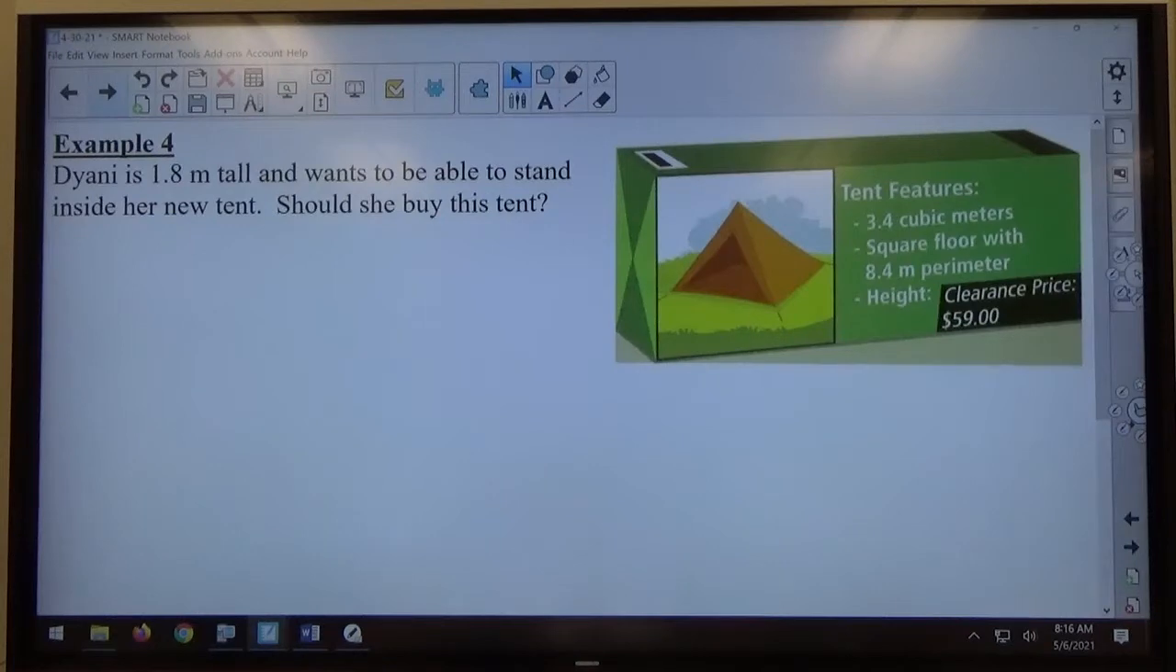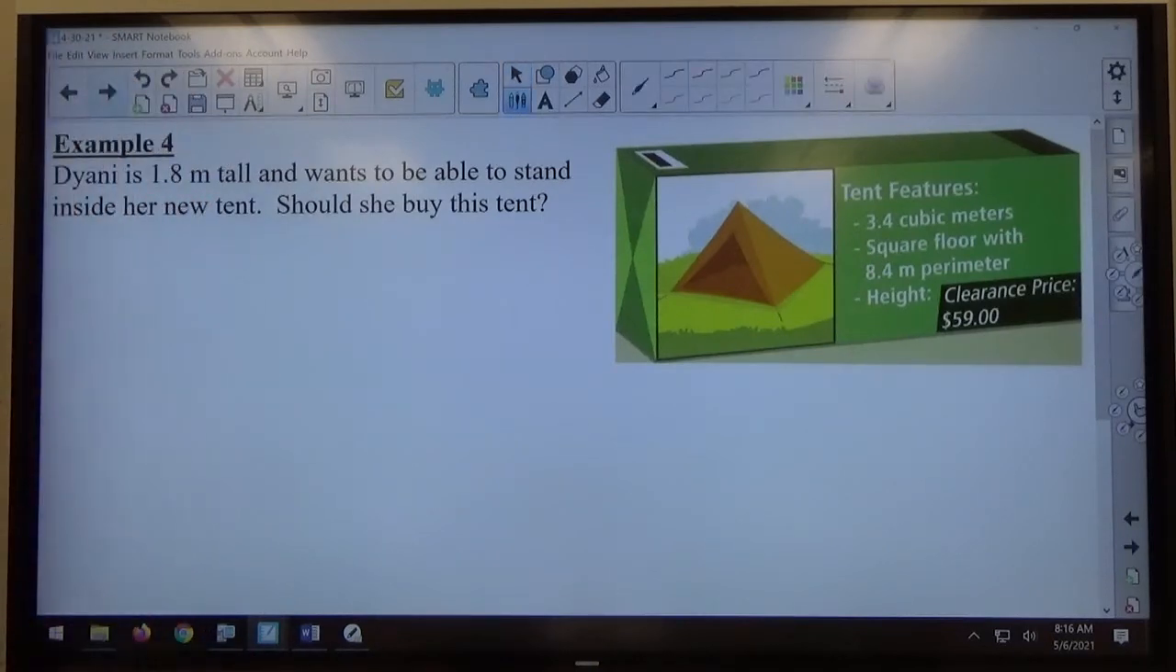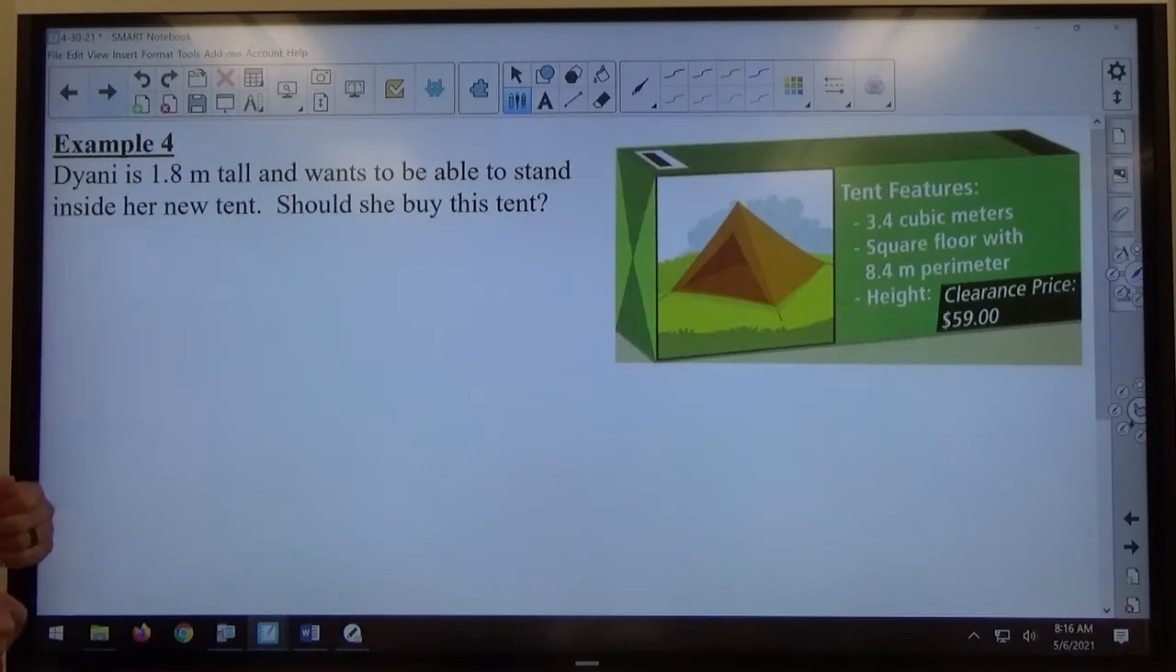She happens to know exactly how tall she is in meters, because that's, we all know that, right? Probably know feet and inches, but all the other countries use a metric system, so she's probably from another country. But anyway, she's 1.8 meters tall, and we can see here that the dimensions are all meters, cubic meters, so on and so forth. So what I know is the tent is 3.4 cubic meters.